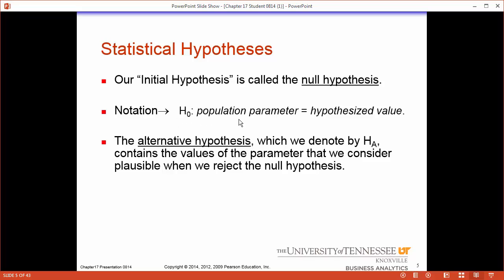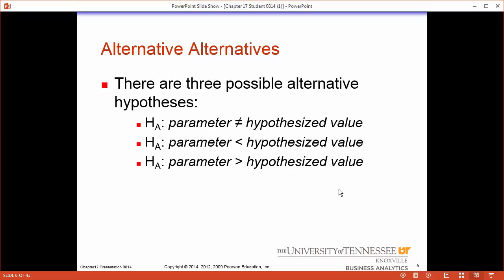The null is what you start out initially believing. It's something you really don't need evidence for. It's what someone would believe generally without any evidence. And the alternative is what you want to show evidence for.